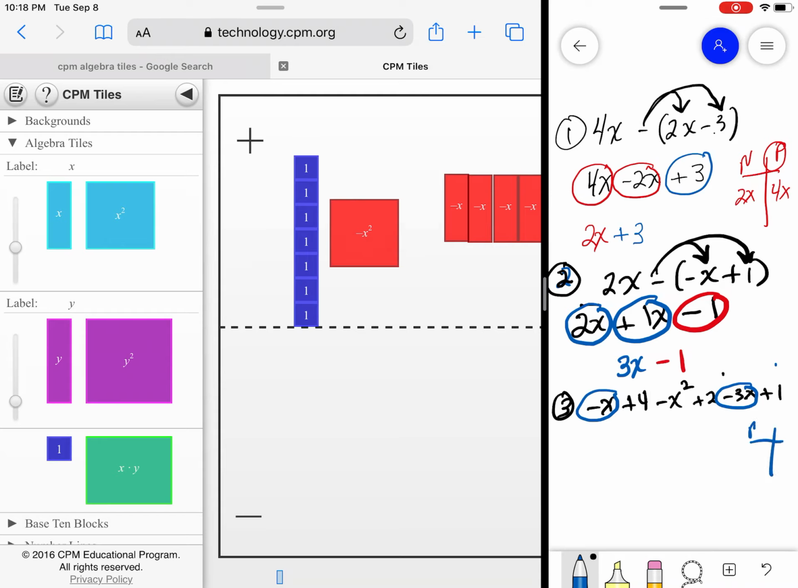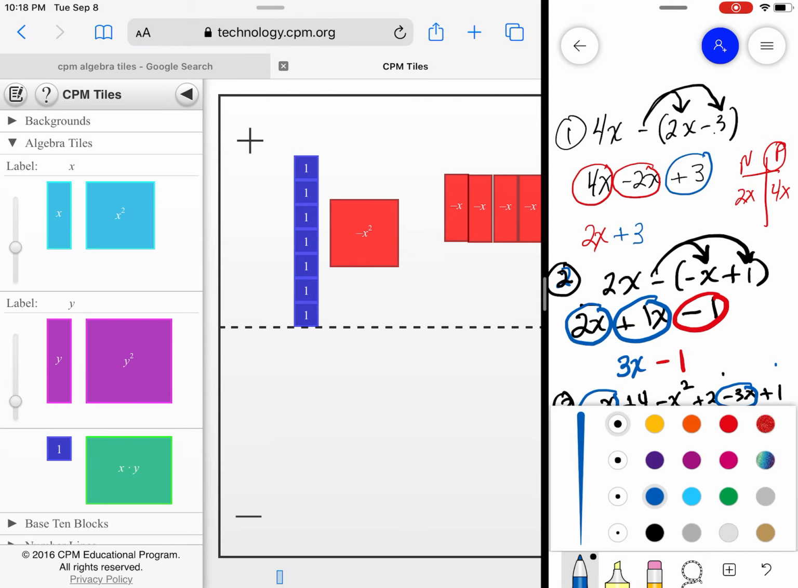Let's throw it on the scoreboard. So 1x is negative, and 3x is also negative. That gives you 4x, and it's negative. So negative 4x. Let's try peek.